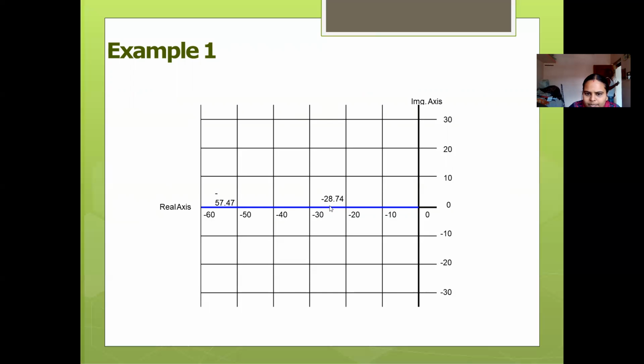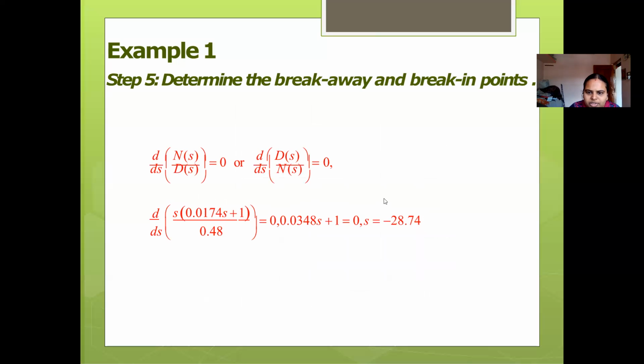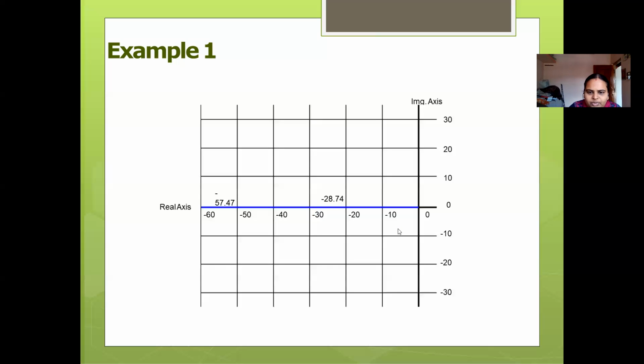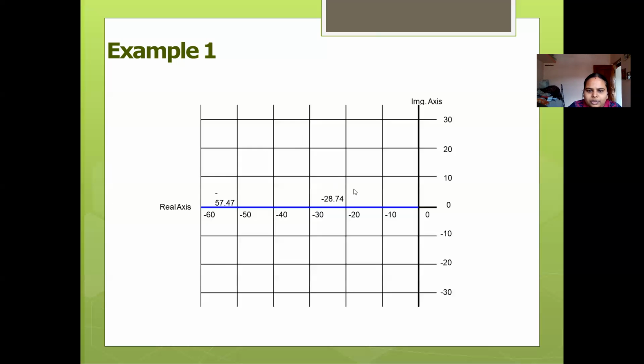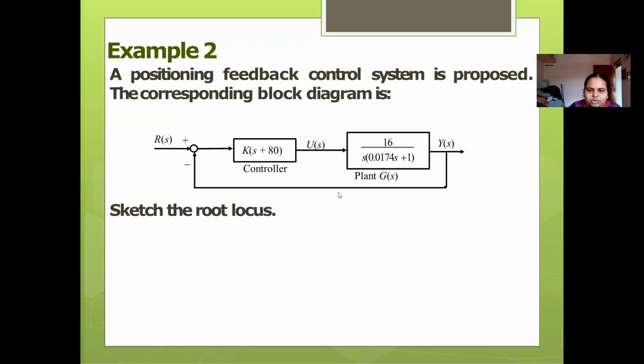Observe here, you should mark a point at the value you get for the breakaway point, that is minus 28.74. Up to that, we find out how the breakaway point is shown. Next, a position feedback control system is proposed, and for this we have to sketch the root locus.